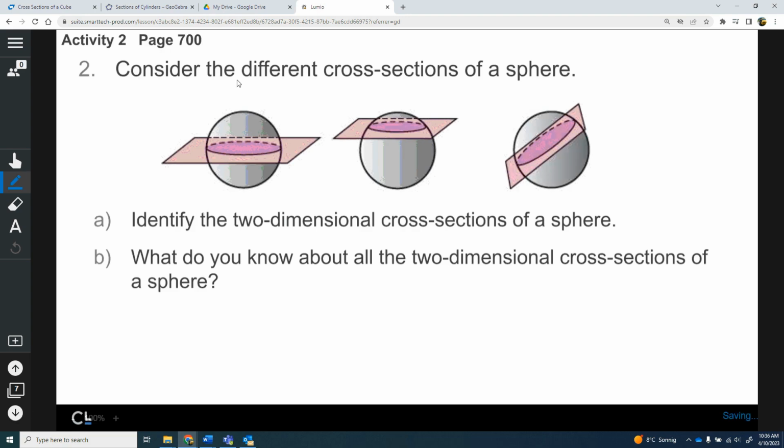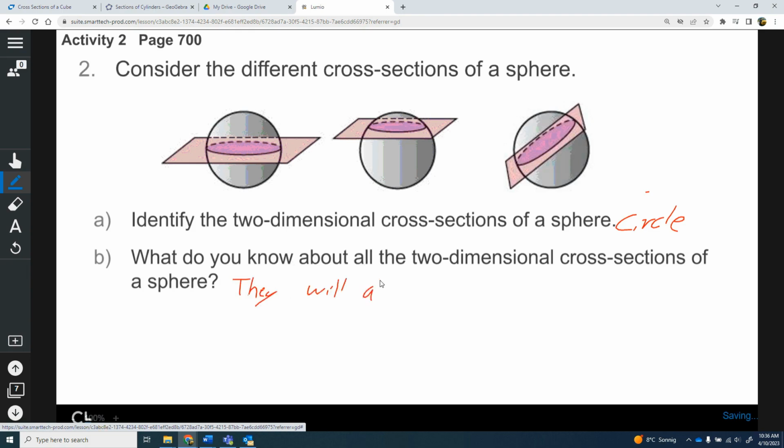Welcome back. So consider the different cross sections of a sphere. Here I have a sphere, cross section, cross section, cross section. Identify the two-dimensional cross section of the sphere. Well, that's going to be a circle. What do you know about all the two-dimensional cross sections of a sphere? They will all be circles. And we started talking about that earlier with the cork thing.